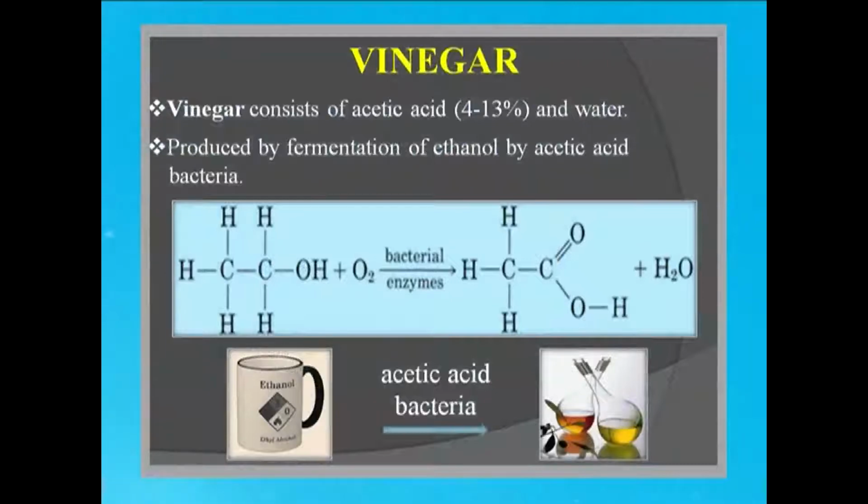What is vinegar? It is a dilute solution of acetic acid and water. The acetic acid present is normally in a percentage of 4 to 13% depending on what kind of material is used for producing and what is the process. Here we can see that ethanol and mostly other ethanol containing substrates can be used, which is acted upon by a group of bacteria termed as acetic acid bacteria to give us the product vinegar.